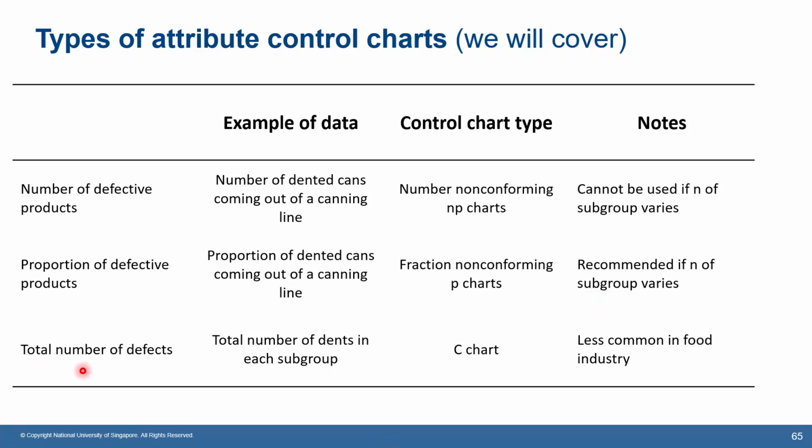Then there's also the possibility, instead of counting the number of dented cans, you count the number of dents instead. So in this case, you are measuring the total number of defects. You count the number of dents in each subgroup, and in this case, you use a C chart. So C basically is the number of defects that you count. This type of chart is less common in the food industry, so I only briefly touch on it.